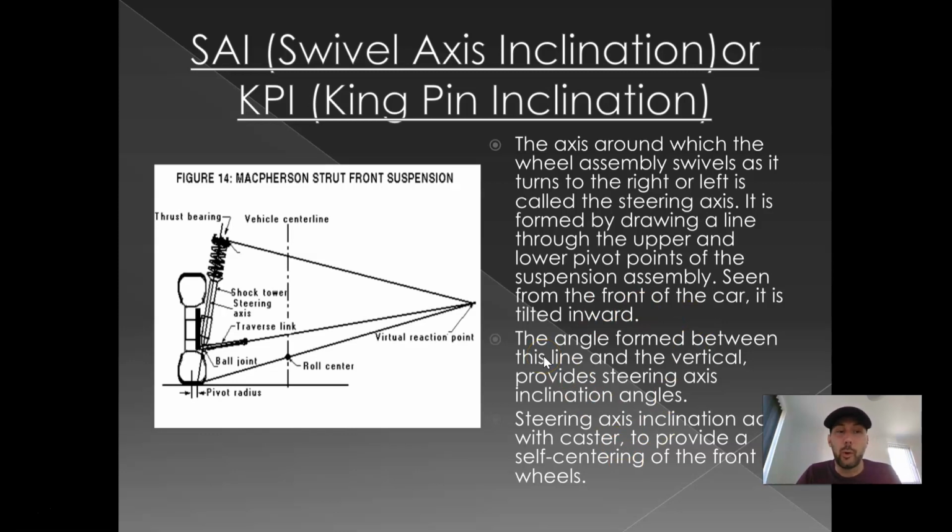Obviously, a final point is it does assist the caster in allowing self-centering. So it's something that assists the caster in making sure we can self-center the steering wheel. So that's steering geometry for level 2.